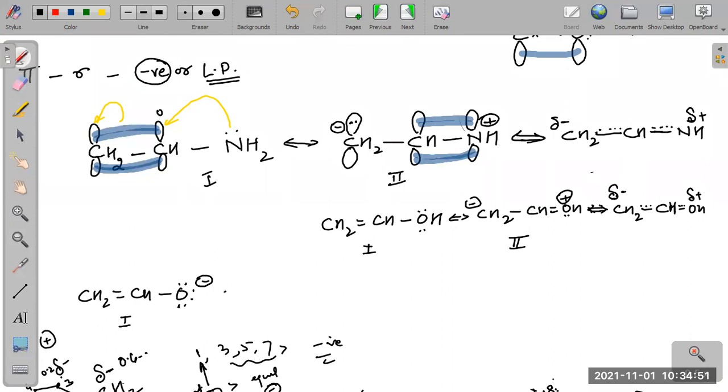This is going to be the first canonical structure. The other canonical structure would be CH2 minus, single CH, single O, two lone pairs of electrons, a double bond, and the hybrid structure is going to look like CH2 single bond, CH single bond, O, two lone pairs, delta negative and delta negative. This will be the hybrid structure.